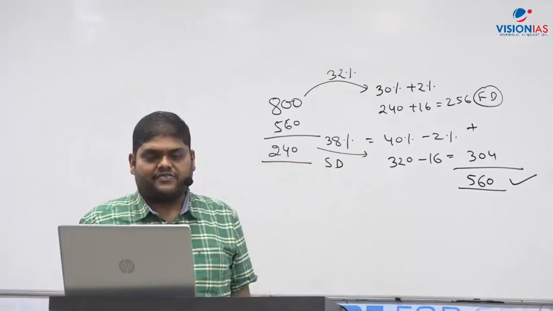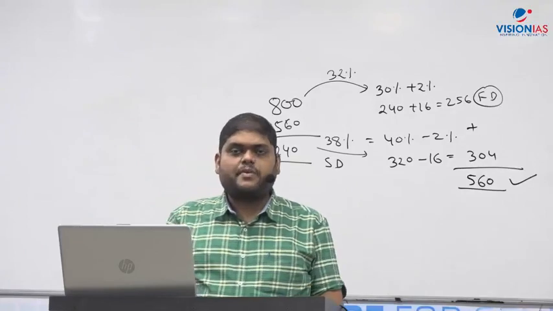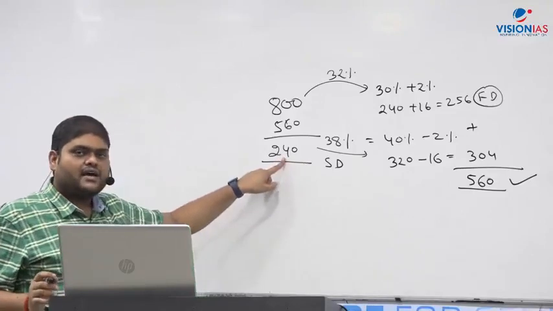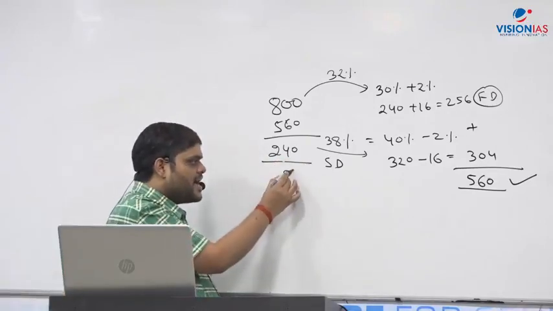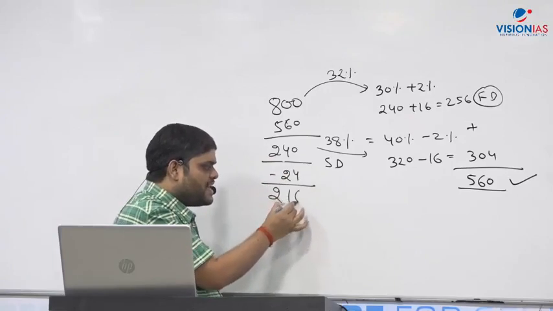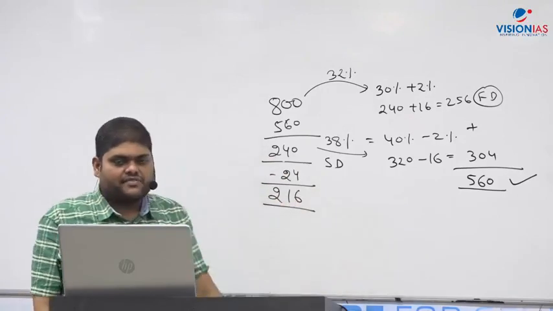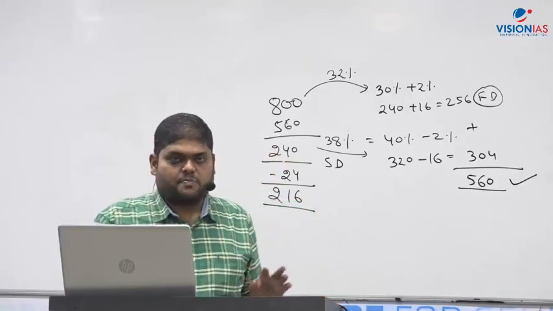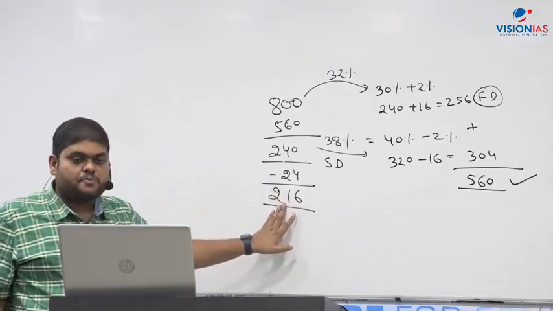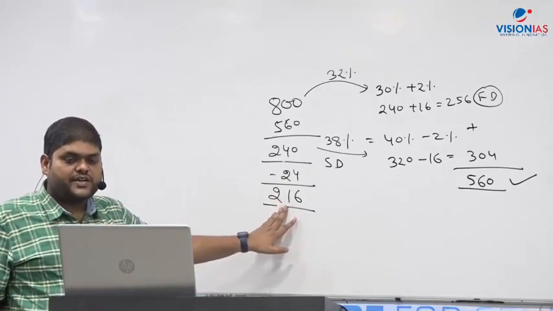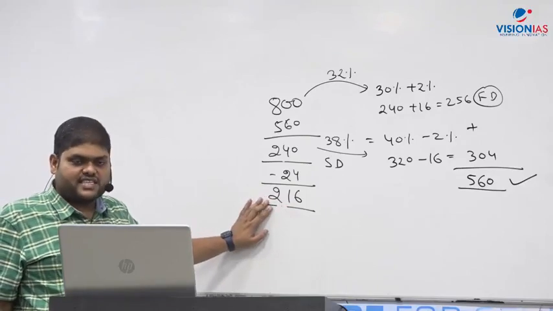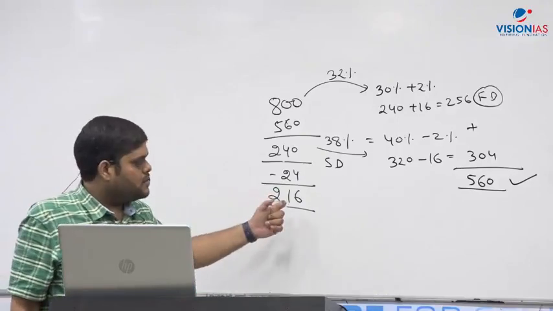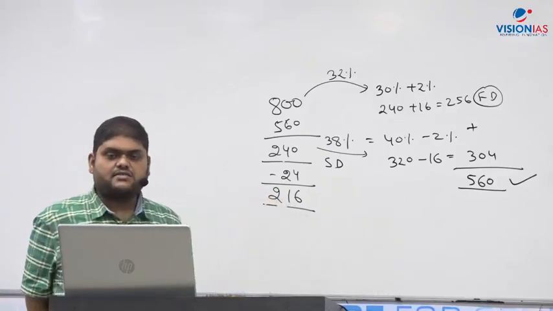240 are left. And the question is, 10% of the remaining students fail. So what is 10% of the remaining? I have to remove 24. How many are left? 216 are left. And the remaining just pass. Then find out the number of students who just pass. I think it should be 216. 216 just pass.